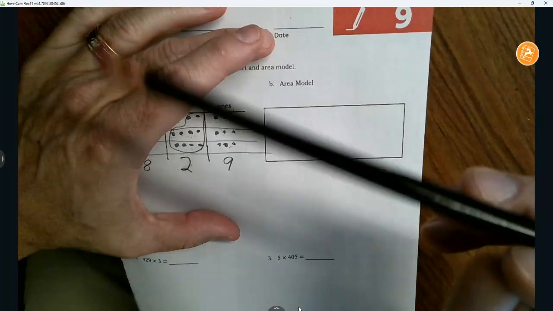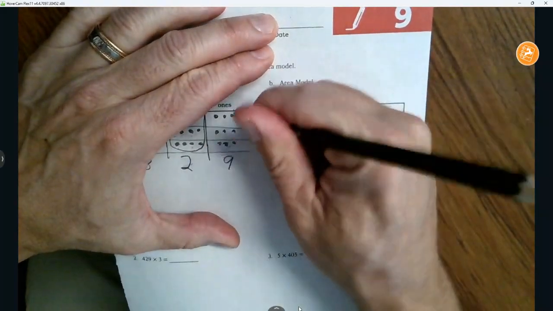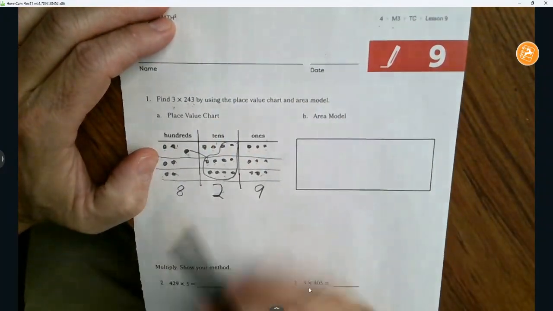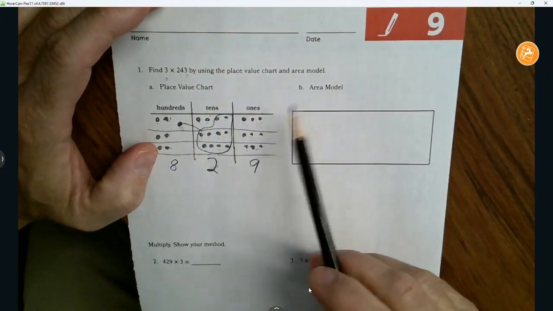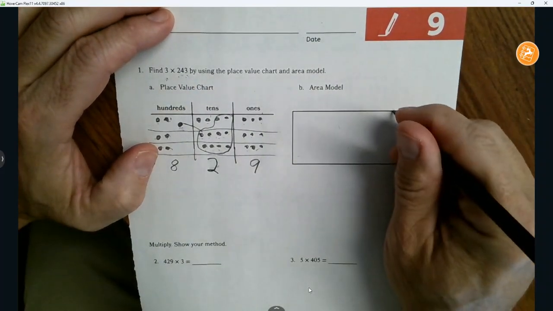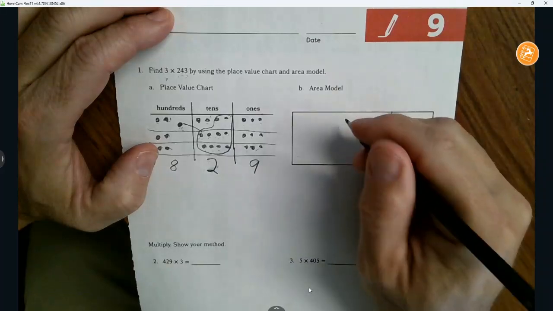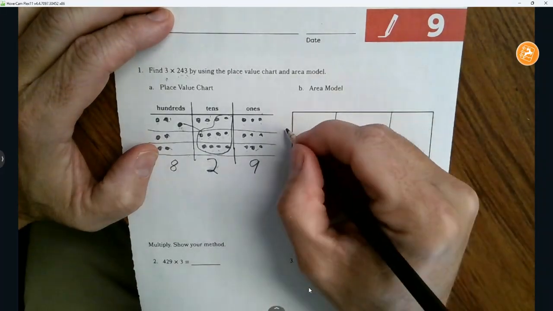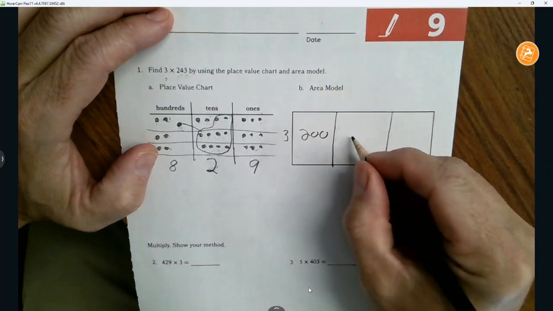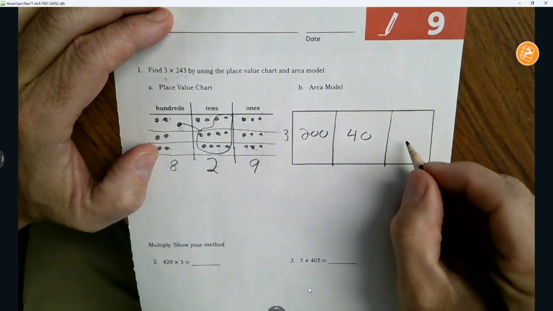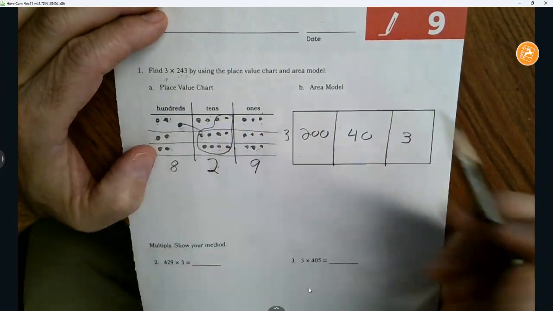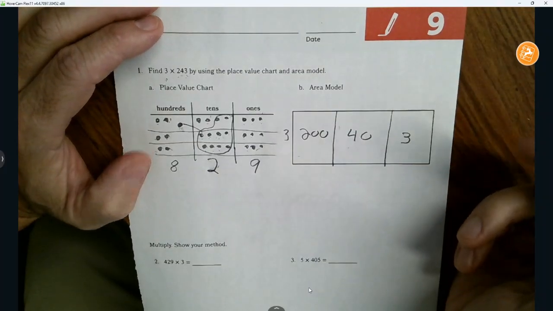Let's do our area model and see if we got this one right. In the area model, we're going to need to break it into 1, 2, 3 places. So we have the 3 here, and we have the 200 here. Let's write this in expanded form right now. We have the 40 here, and we have the 3 here. That's our expanded form for 243. So now let's do the problem.